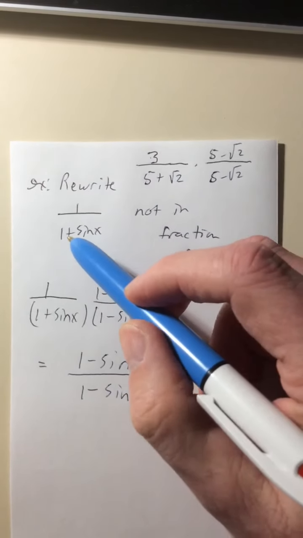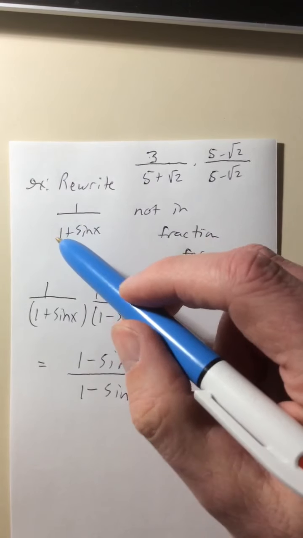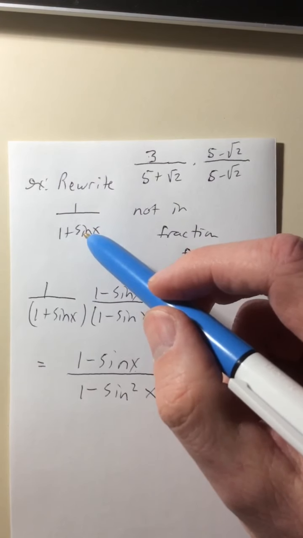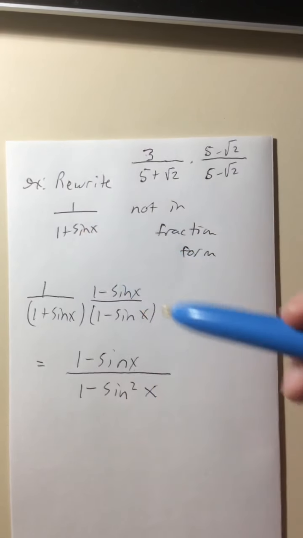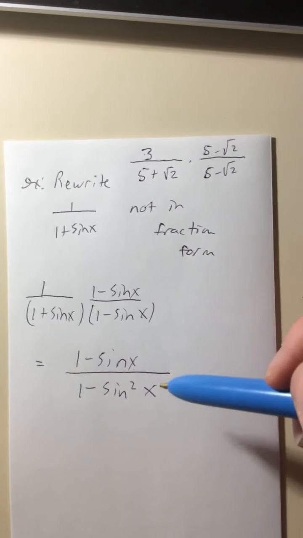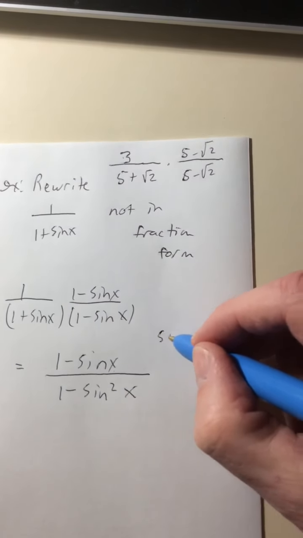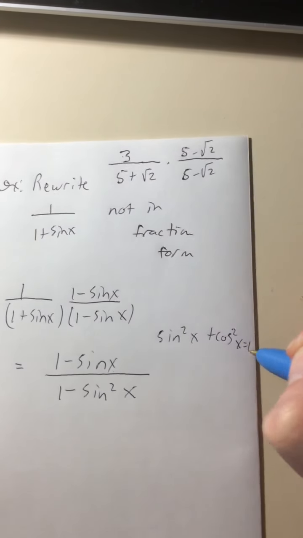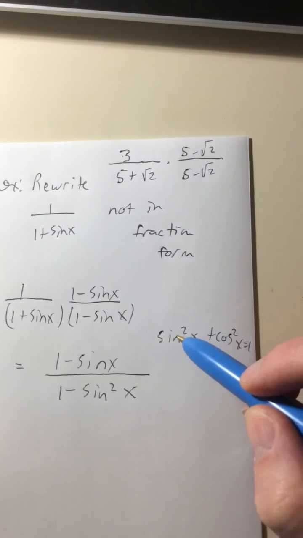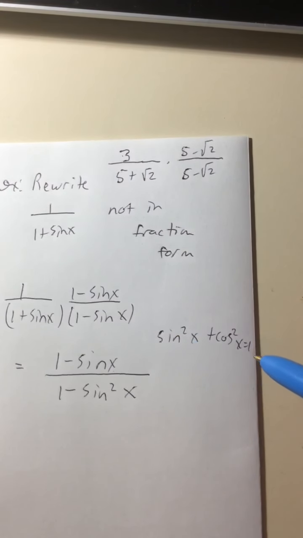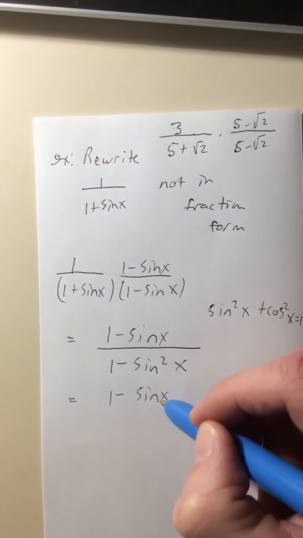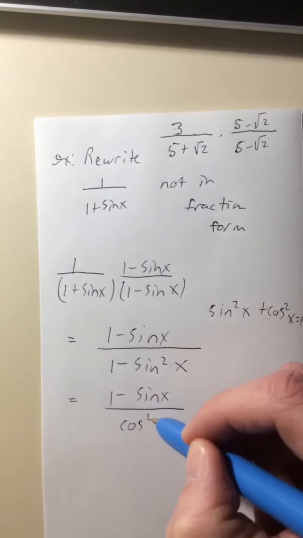And the real problem here is that we have this binomial in the denominator. What we're really trying to do is get this into a monomial so that we can then do something more useful with our fraction, in other words, get rid of it. So here again, we have a binomial, 1 minus sine squared x, but our identity, sine squared x plus cosine squared x equals 1, comes in handy here, because if we just move the sine squared over to the other side, we get 1 minus sine squared, which is the same as cosine squared. So now we have 1 minus sine x over cosine squared x.